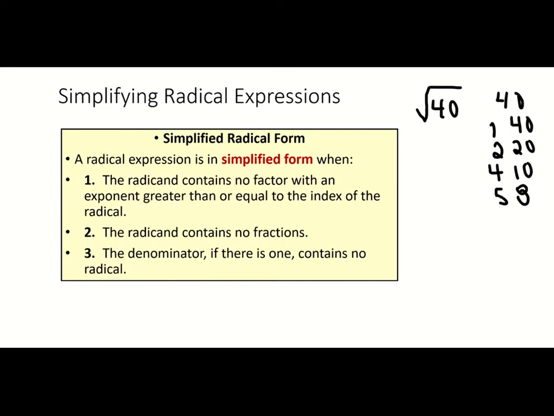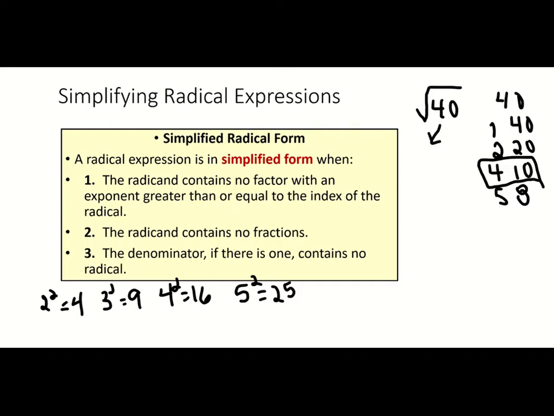And when I say perfect squares, like 2 squared is equal to 4. 3 squared is equal to 9. 4 squared is equal to 16. 5 squared is equal to 25, and so on. And when I'm looking here, I do see right away that I have 4 and 10. 4 is a perfect square. So I can take this radical and break it up. I can do the square root of 4 times the square root of 10. That square root of 4 becomes a 2. And my answer would be 2 square root 10 because we can't do anything with the 10.